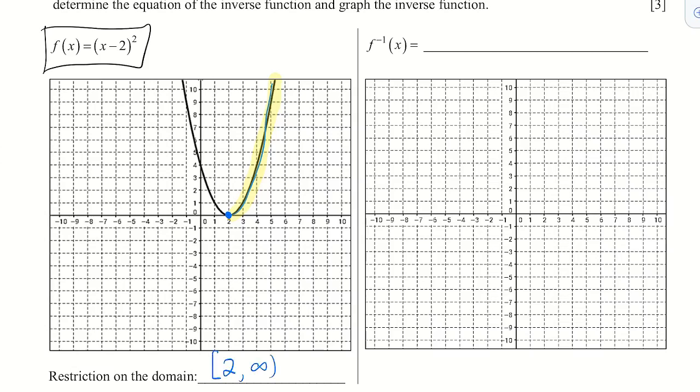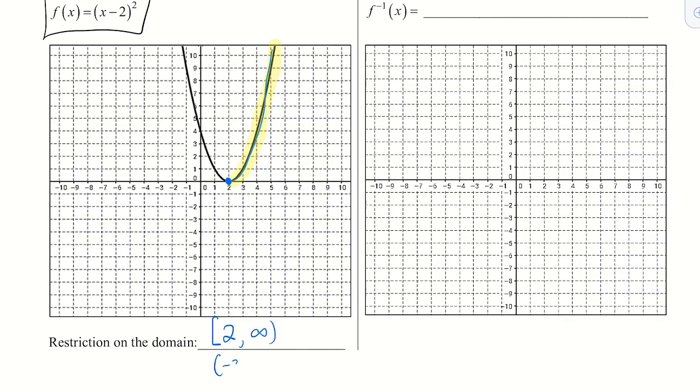Now, you have an option of restricting the domain in the opposite direction. So you could technically restrict the domain from negative infinity to 2, but then that will end up giving us another version of the equation that we want to work with. So we're just going to work with the more positive version because it is technically going to infinity for both the x and the y.